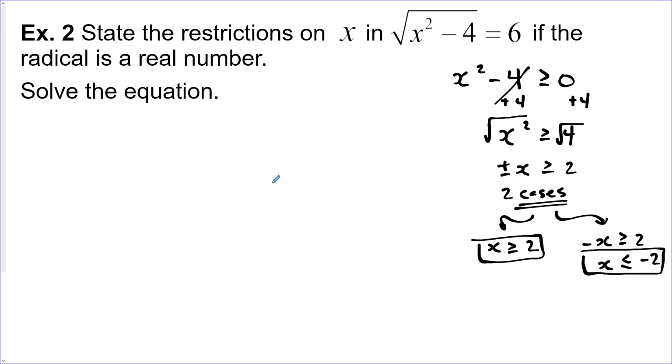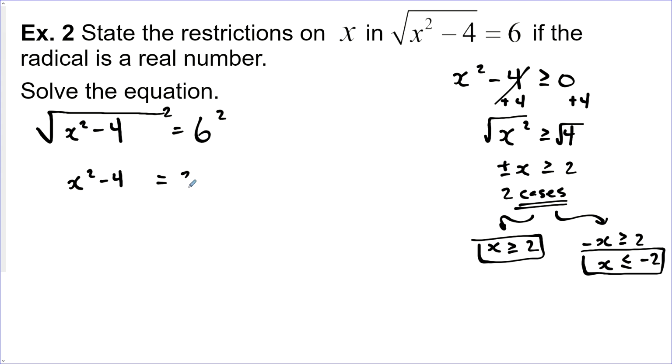Now let's get on to solving the actual equation. Remember, that was just for the restrictions. The square root of x squared minus 4 is equal to 6. Looks like we've already isolated the radical, so we can square both sides. This side we get x squared minus 4, this side we get 36. Add 4 on both sides, we get x squared equals 40. Take the square root of both sides. This time we've got a variable squared, so we get plus or minus x equals the square root of 40.